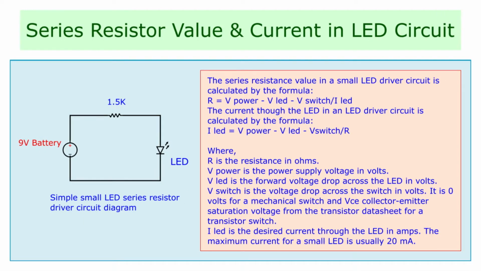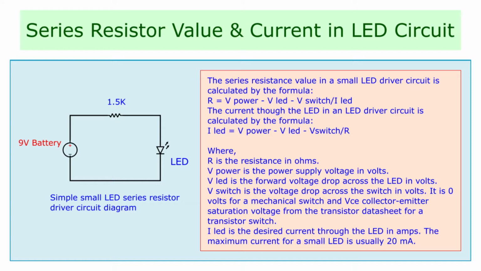Calculation to find the series resistance of an LED circuit. The series resistor value of a simple LED driver circuit is calculated on the basis of Ohm's law, V equal to IR. It is rewritten as R equal to V by I. The resistance of the LED circuit is calculated by the formula R equal to (V power minus V LED minus V switch) by I LED.